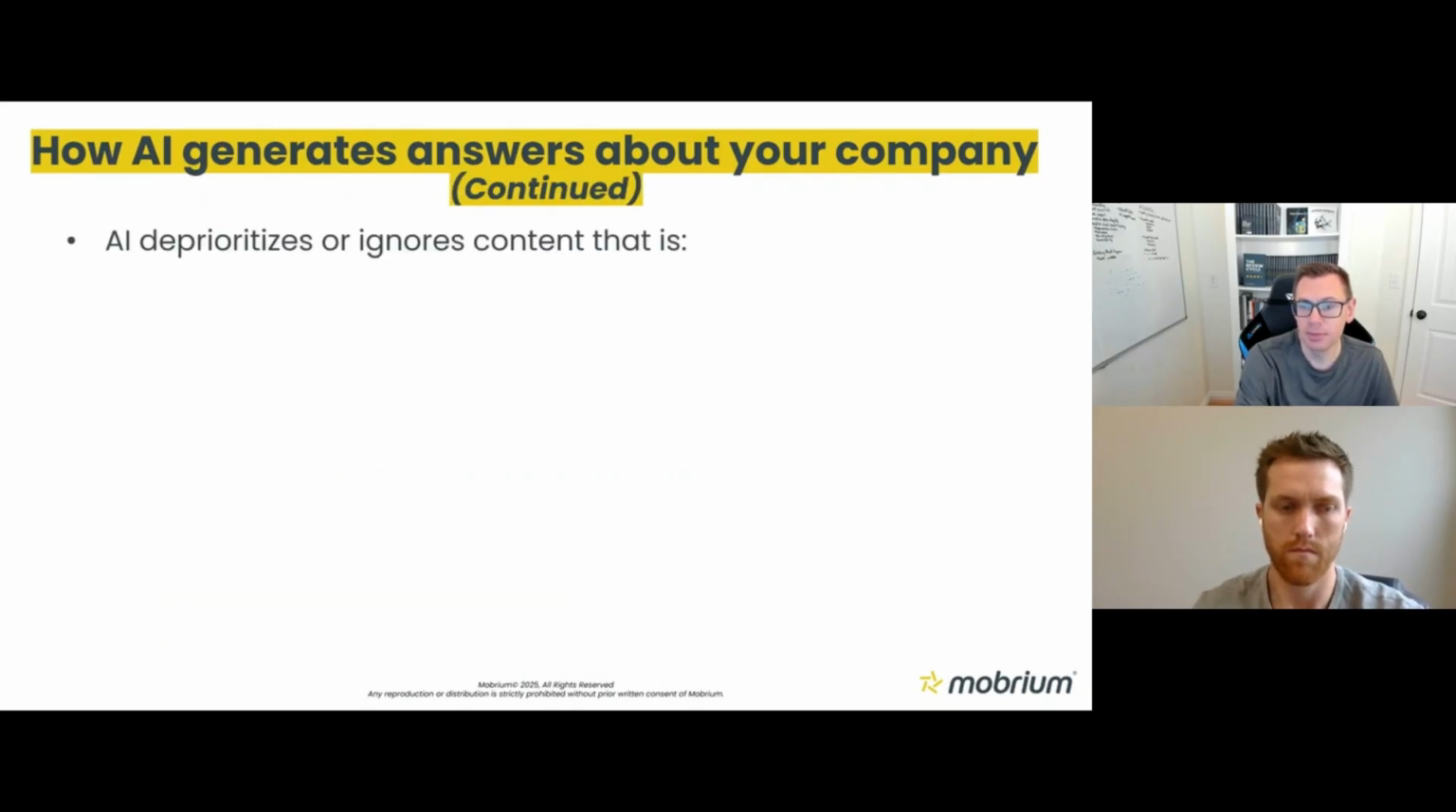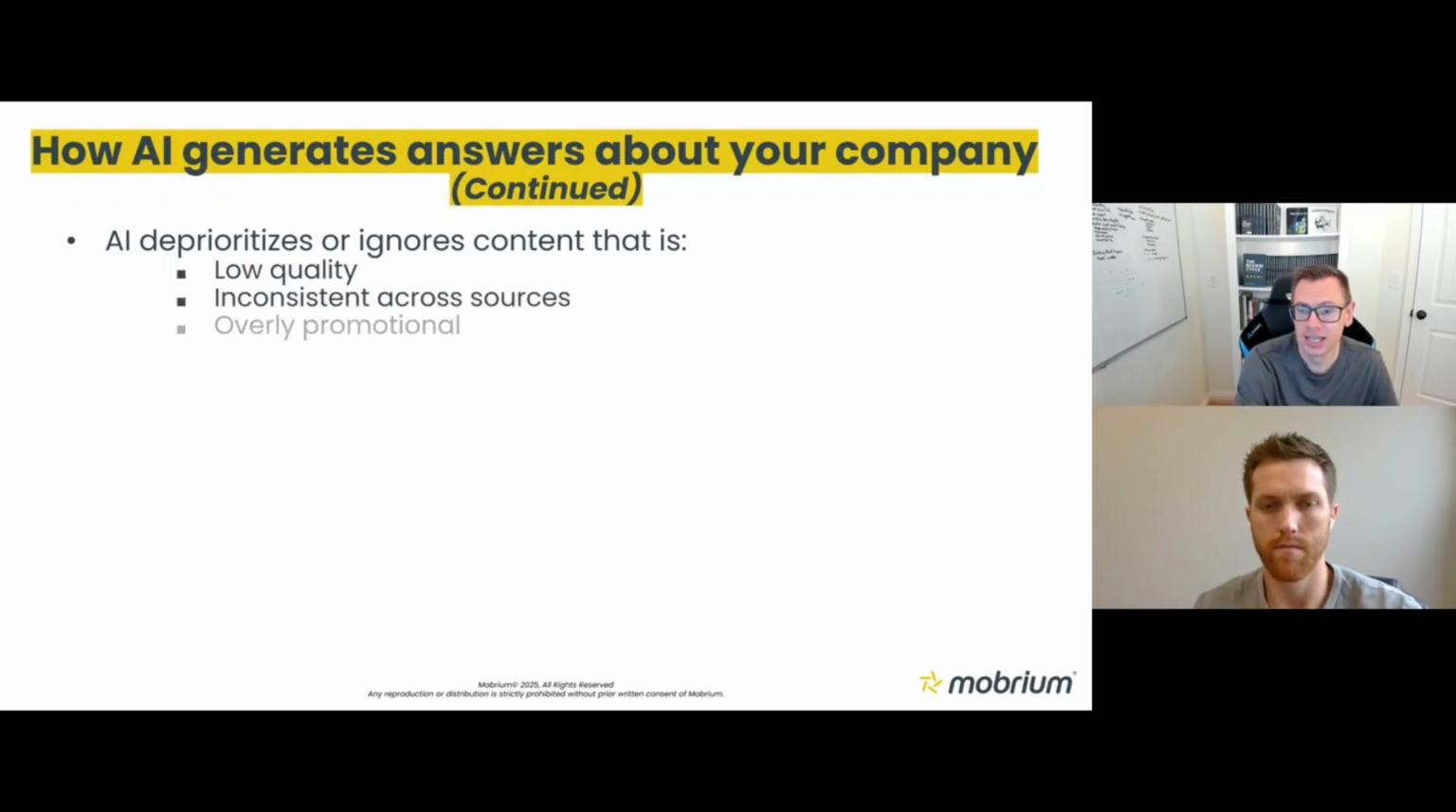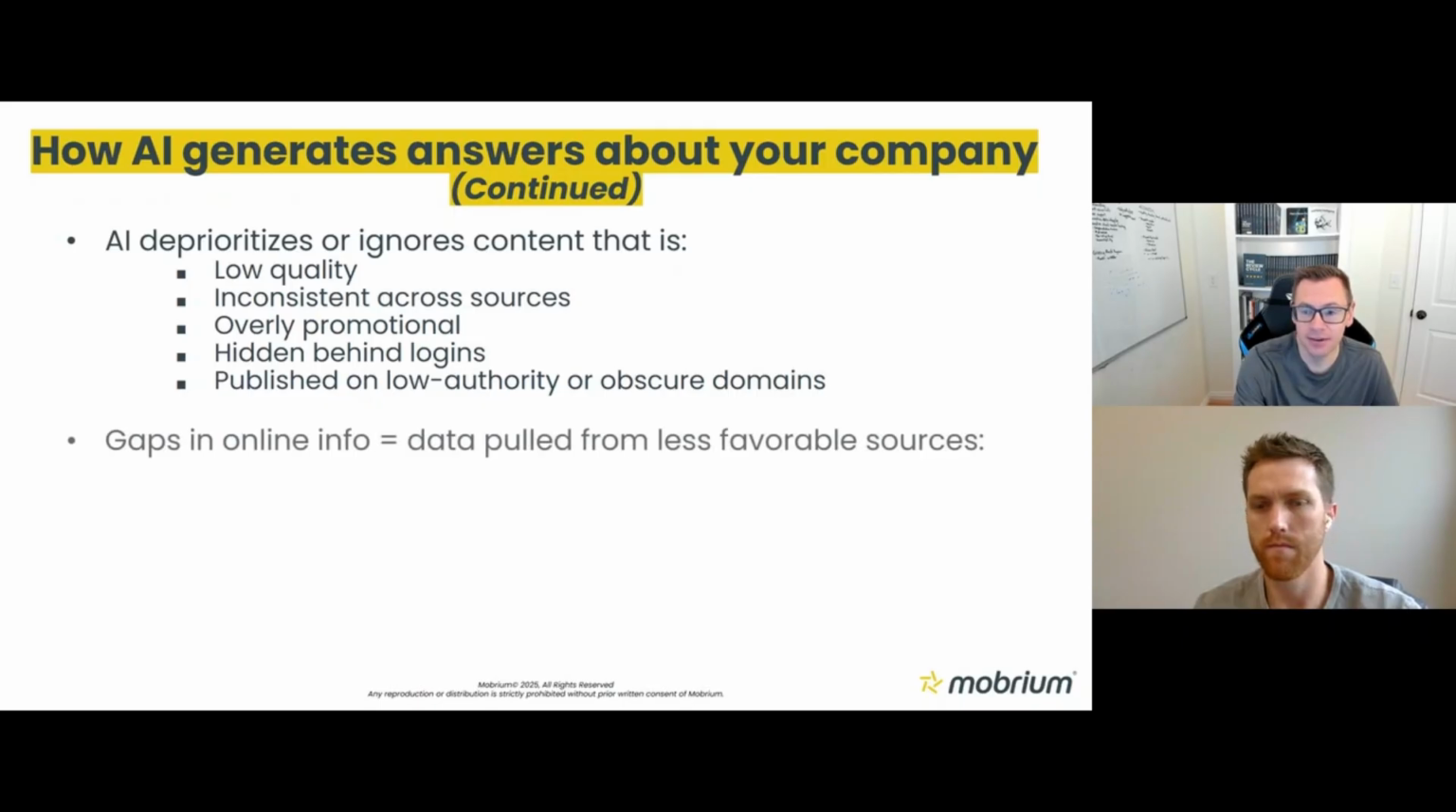Now, it's not just about what is found, but it's also about what could be missing. AI deprioritizes or ignores content that doesn't have high quality. Maybe it's low quality, inconsistent. It's really promotional. It's hidden behind logins, and so it can't access that, or published on low authority or obscure domains.